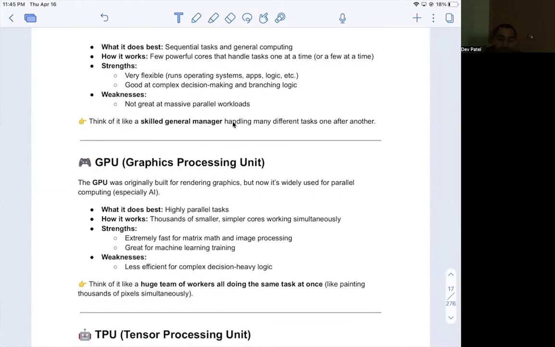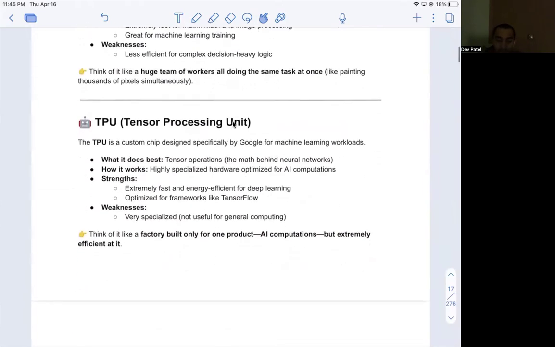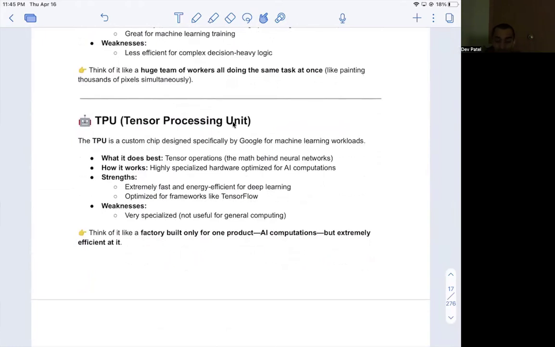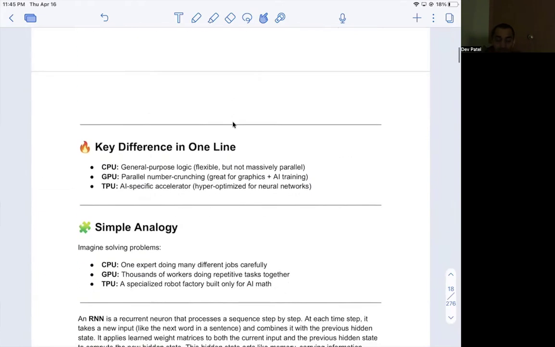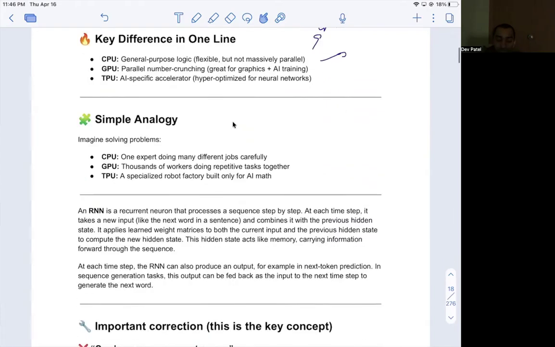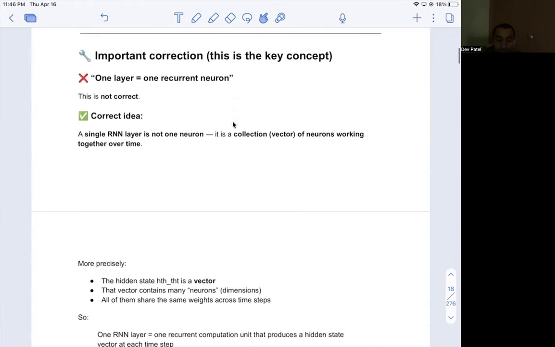So the GPU does best at parallelization, and then the TPU, the tensor processing unit, is specialized for one specific task and is extremely energy efficient. So CPU is general purpose logic, flexible, sequential, not parallel. GPU is parallel, and then TPU is a specific accelerator.